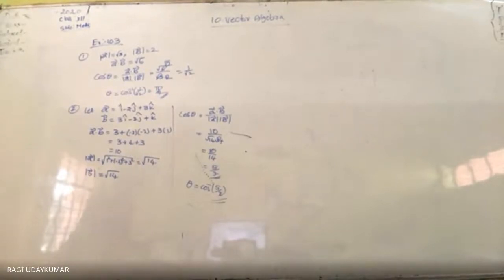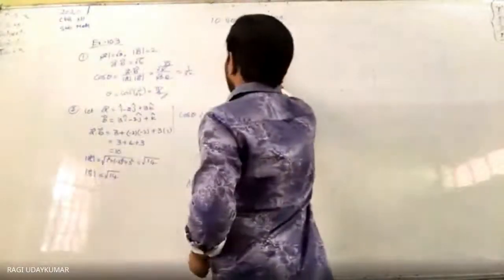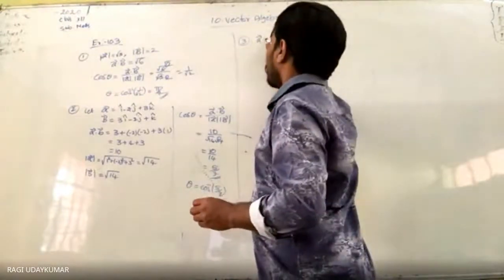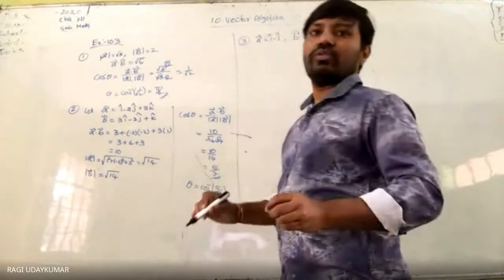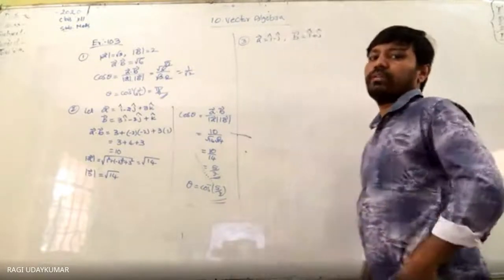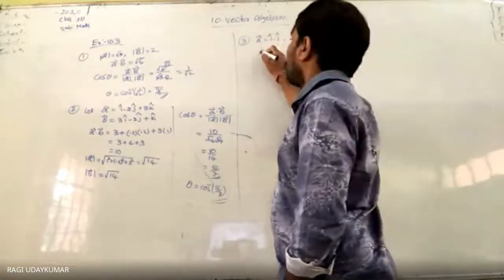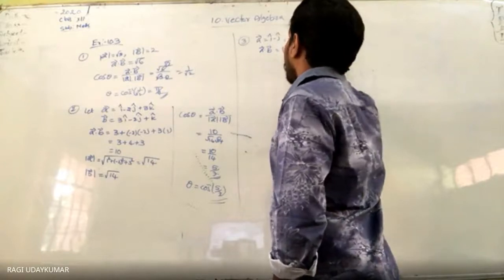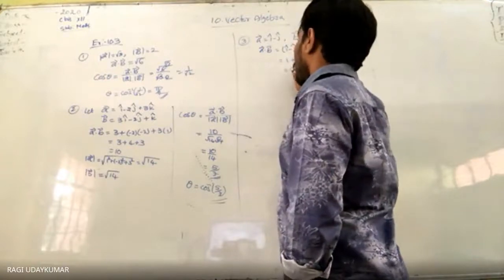So this third question is to find the projection of the vector. Whenever projection is asked, first you consider the given vectors: a is equal to i cap minus j cap, b is equal to i plus j. So what you need to do here? For the projection of the vector a bar, first you find the dot product. A bar dot b bar is equal to i cap minus j cap dot i cap plus j cap, which is equal to 1 plus minus 1, which is equal to 0.